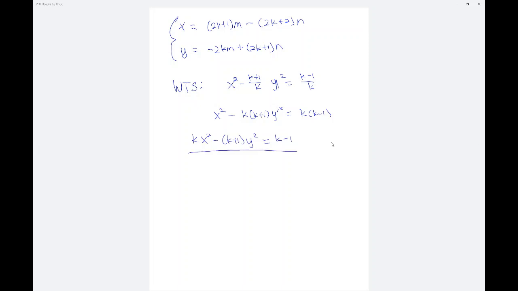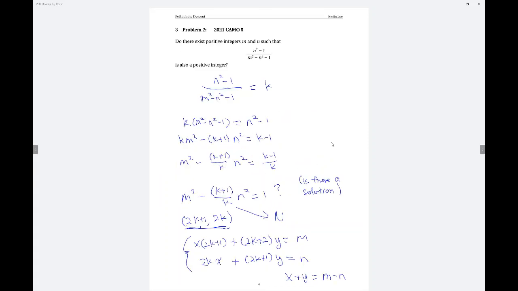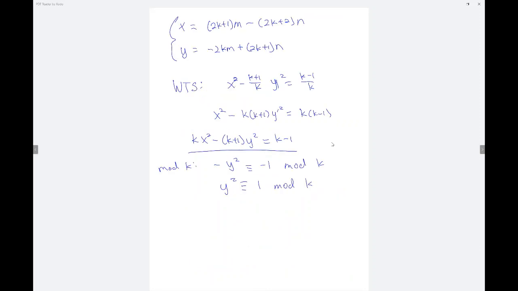If you take this solution modulo k, this means this first term is just 0. The second term, negative y squared, is congruent to negative 1 modulo k. So what that tells us is that y squared is congruent to 1 modulo k. So one possibility would be y equals 1. Is y equal to 1 a solution? No, because k would equal 0. So no, that's not a solution.